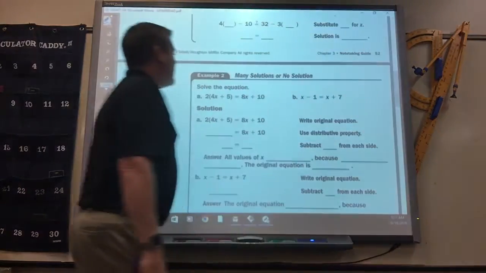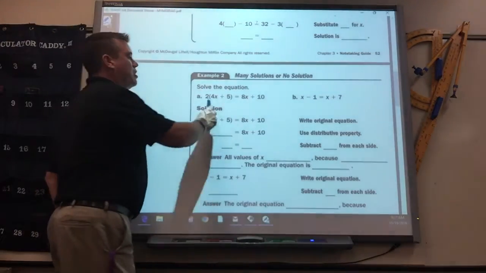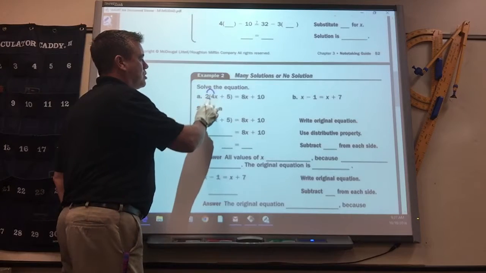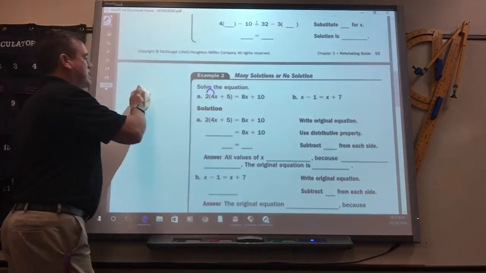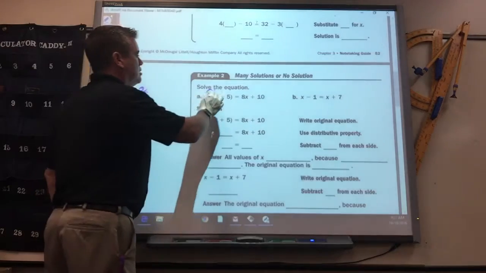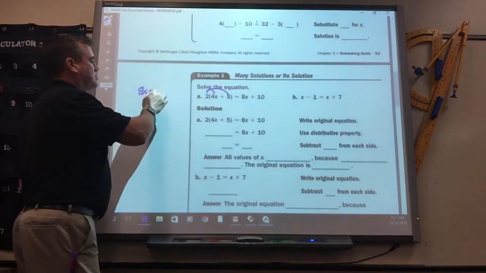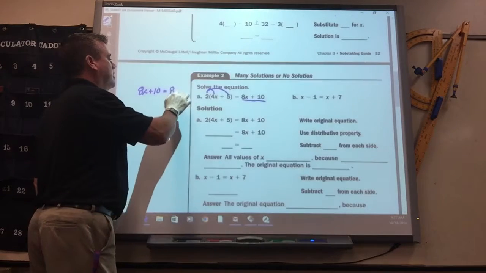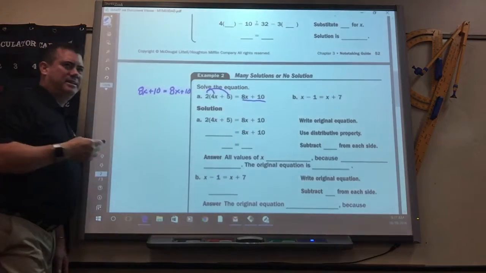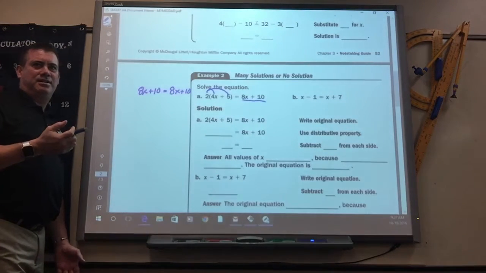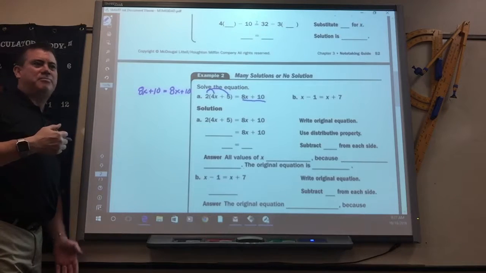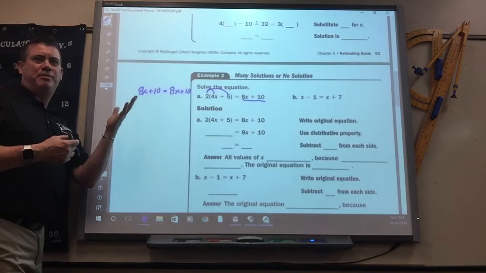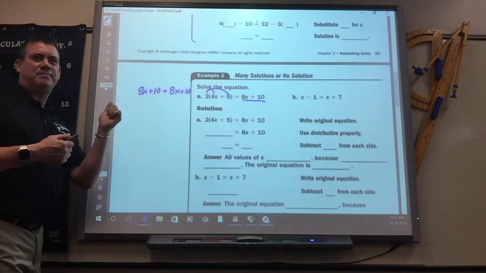Okay? Here, before we solve it, you got to distribute the 2 through. So this would be 2 times 4 is 8x. 2 times positive 5 is positive 10, equals 8x plus 10. Anyone see anything odd there? It's the same thing on both sides. 8x plus 10, 8x plus 10. Now do you remember what that answer is if that happens?